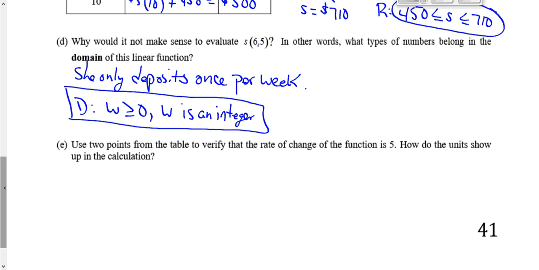All right, what do they want us to do in part E? There's a couple points to do what? Rate of change. In other words, they want us to verify the what? Slope, or M. Do we have a formula for M? M equals y2 minus y1 over x.